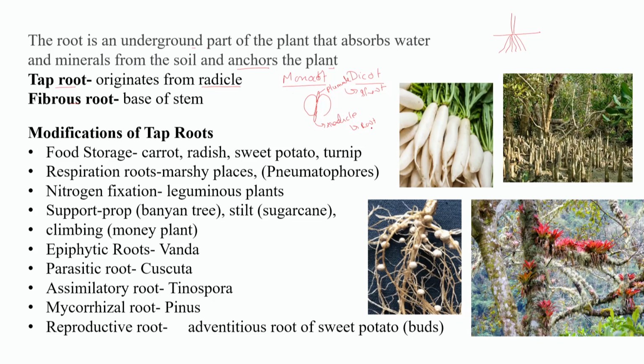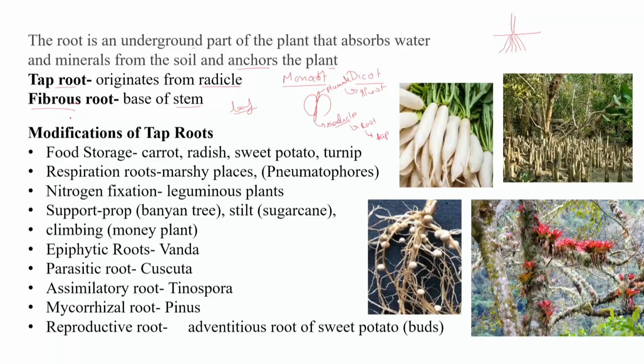So the root which comes out from the radicle is known as tap root, whereas we call it a fibrous root when it comes out from any other part of the plant, like generally from the base of the stem or even from a leaf. Also you would have observed many times that some leaves, though it's not a very common feature, might produce some adventitious root-like structures. So this is also fibrous root.